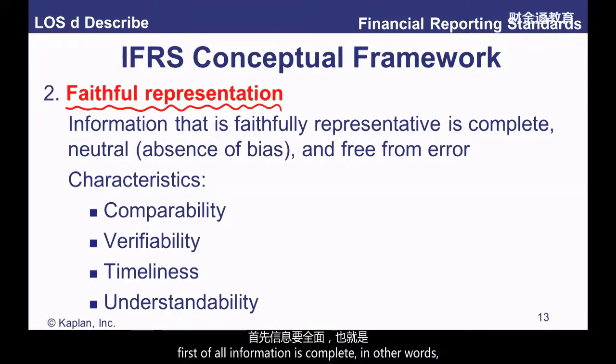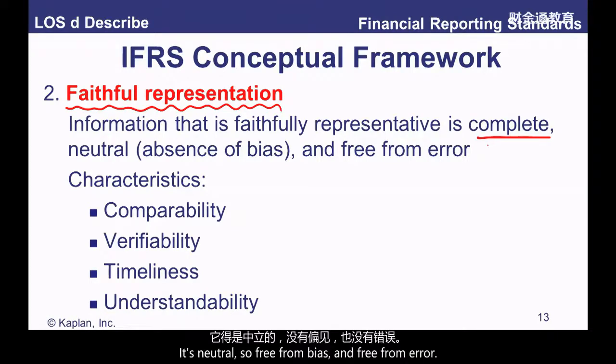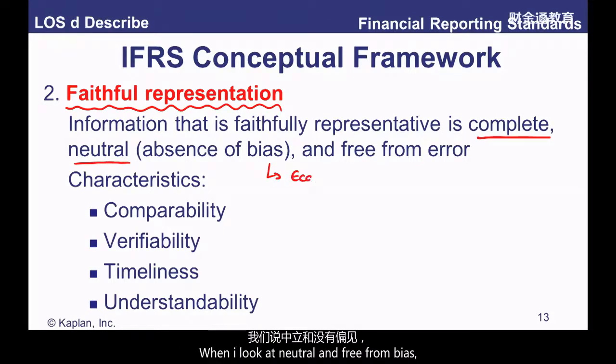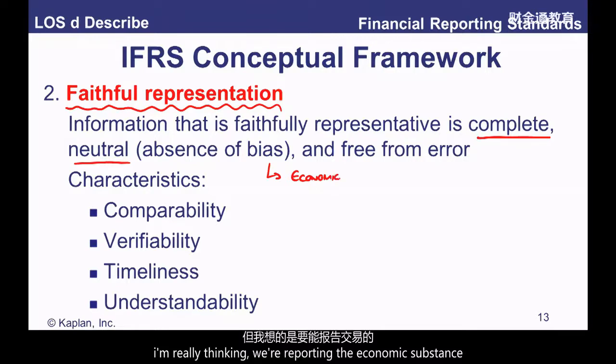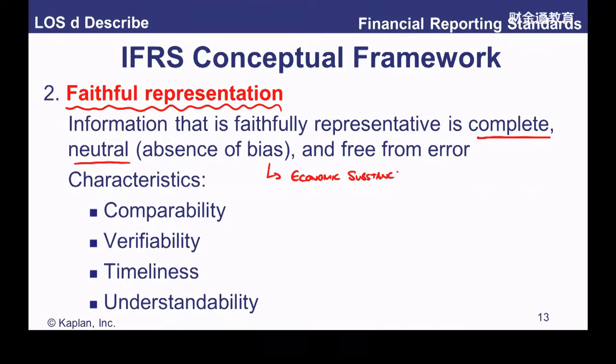First of all, information is complete. In other words, all transactions are included in the set of accounts. It's neutral, so it's free from bias and free from error. Now, when I look at neutral and free from bias, I'm really thinking, look, we're reporting the economic substance of the transactions. And free from error is obviously the absence of material errors.